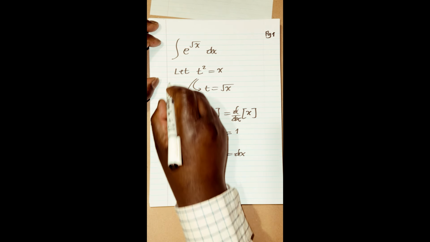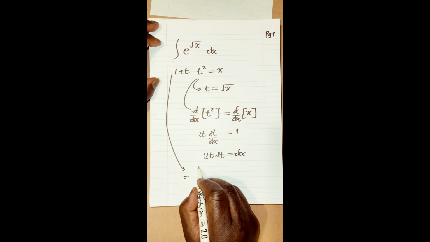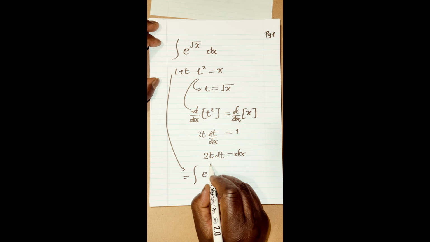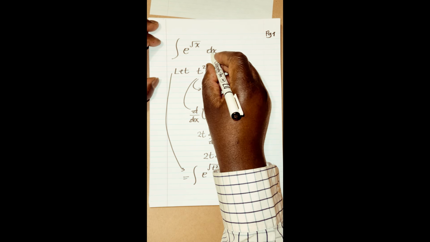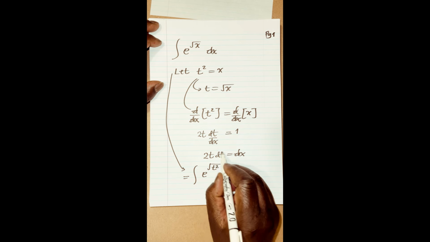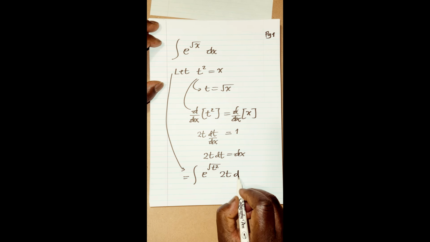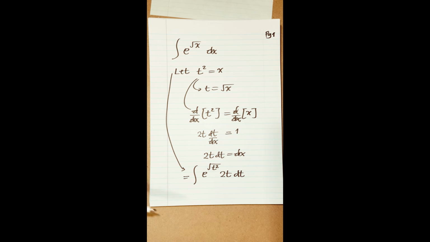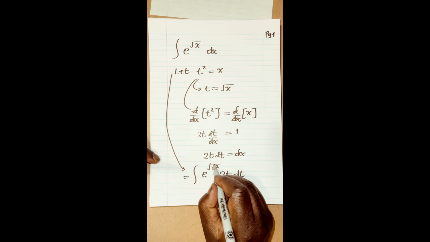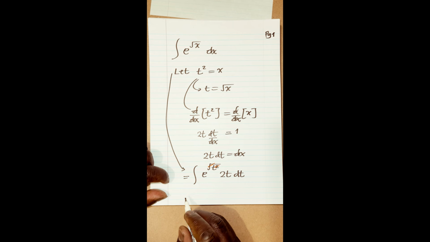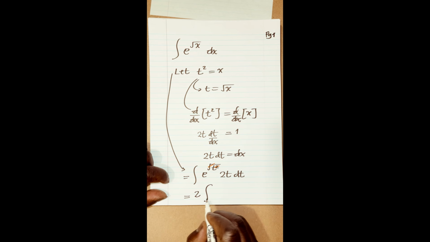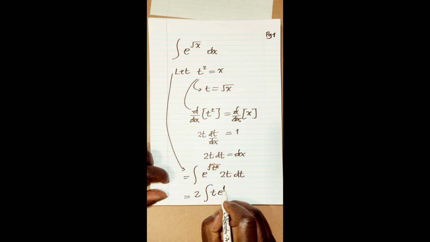Nice. Now this integral can change as follows. It will be the integral of e to the power square root of t squared, and instead of dx, I'm going to have this expression here, 2t dt. Fantastic. Now in the power there, the square root cancels the square, and taking 2 out because 2 is a constant, we have 2 times the integral of t e to the power t dt.